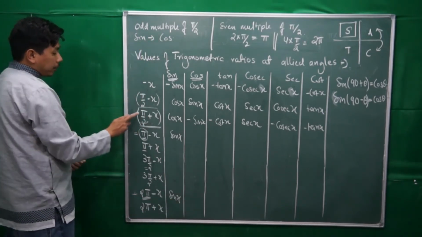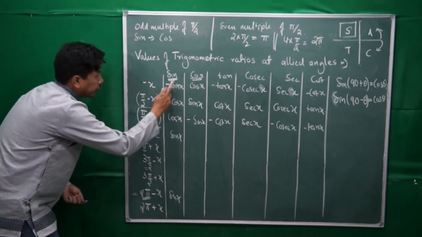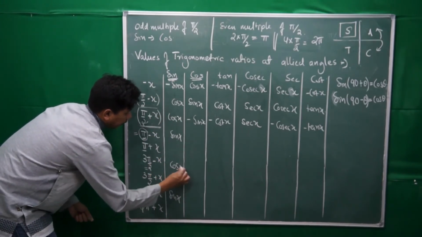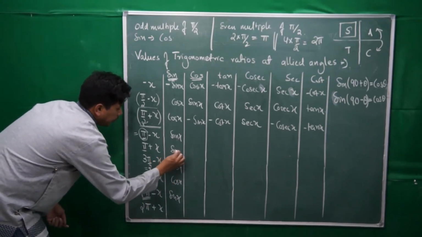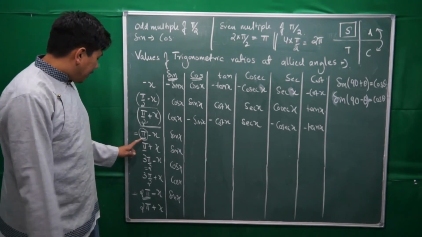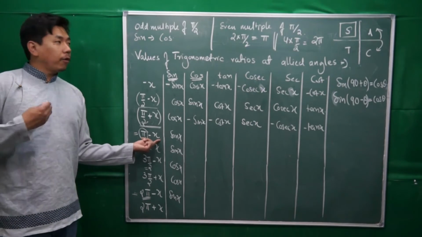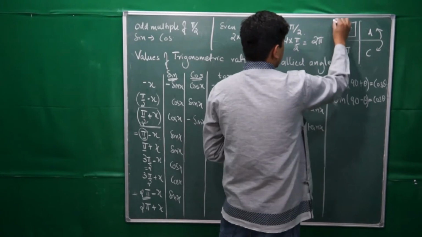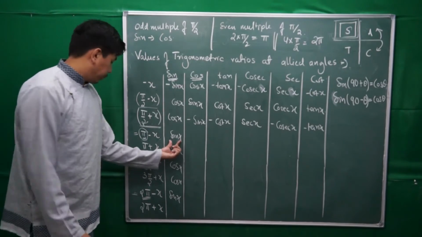However, in case of odd multiple, for example, 1 into pi by 2, 3 into pi by 2, it will change sine into cos. Now the question is, is it going to remain positive, or is it going to change into a negative value? Keeping that in mind, again, pi minus x is sine x. What is the quadrant in which pi minus x is going to fall? This region. So over here, what is positive? Sine is positive. It remains so.